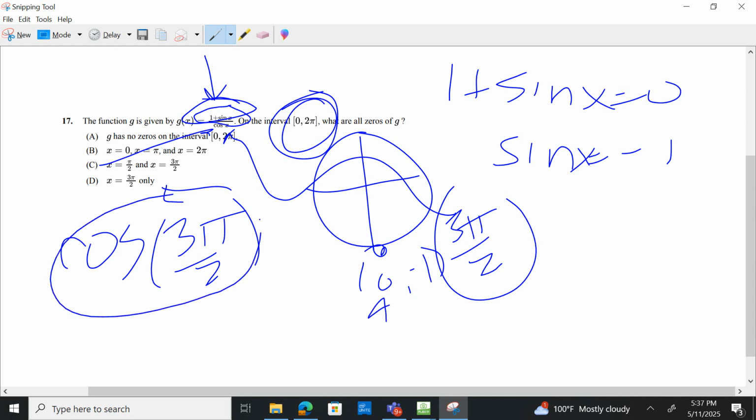That's a problem. So that makes this an extraneous solution. It means I did all the work, but when I plug it back into that particular equation, I can see I can't use it. The function would be undefined if I chose 3 pi over 2. Let me look up here. So G has no zeros on the interval from 0 to 2 pi.